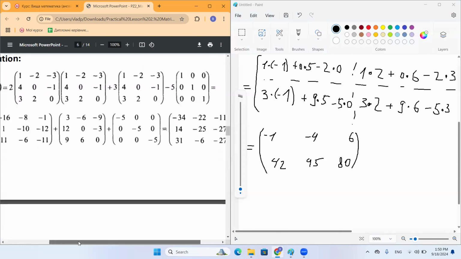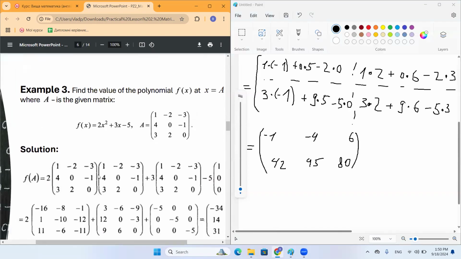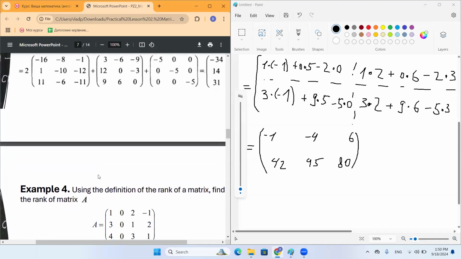So you will do it on your own at home. Maybe we will calculate it today if we have some time, but we have more important material. So, by the way, I have a question. What is the rank of the matrix?